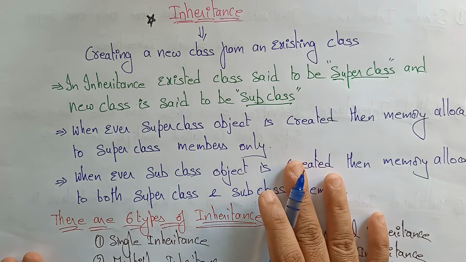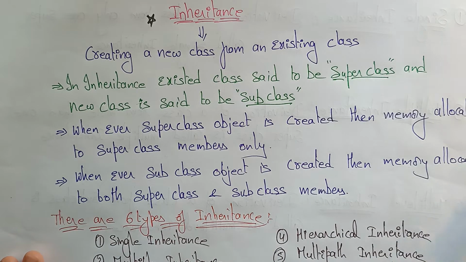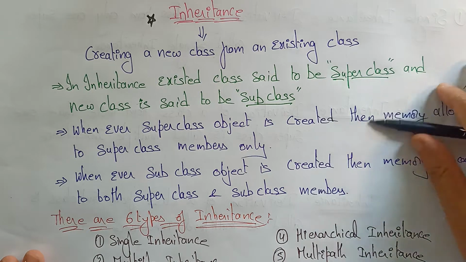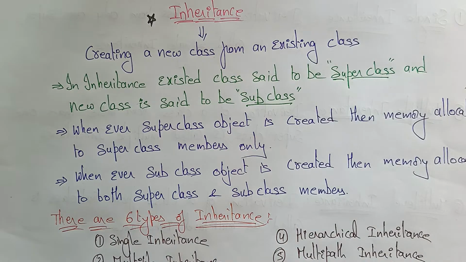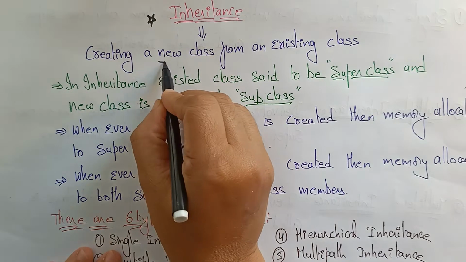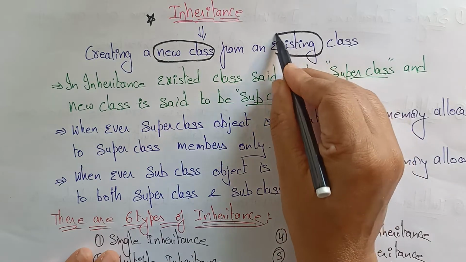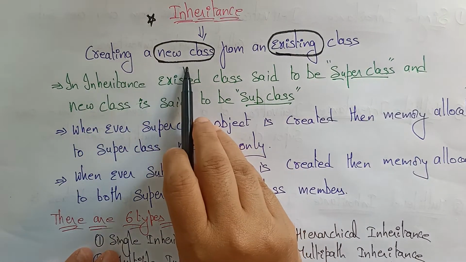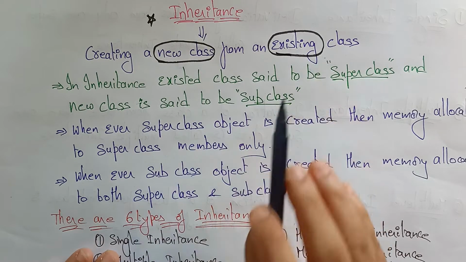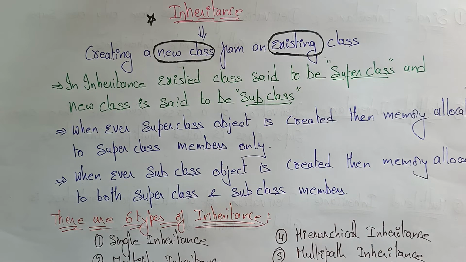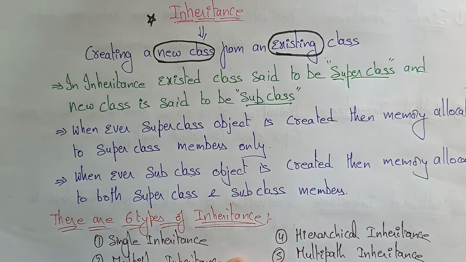What is inheritance? First of all, tell me what is inheritance. Inheritance is nothing but creating a new class from an existing class. A new class has to be created from an already present class. So creating a new class from an existing class is called inheritance. You are acquiring the features of one class into another class, so with the help of that class you are going to create a new class.